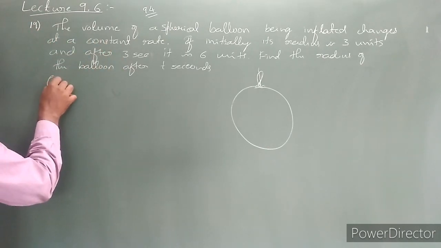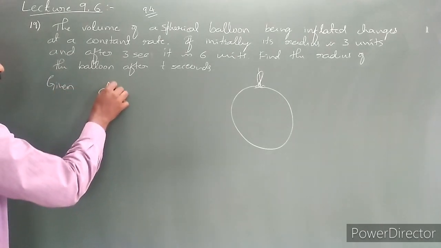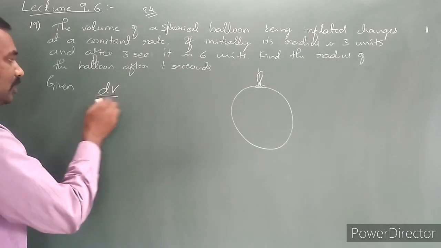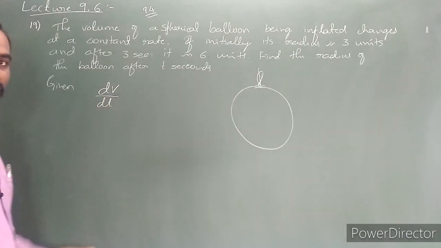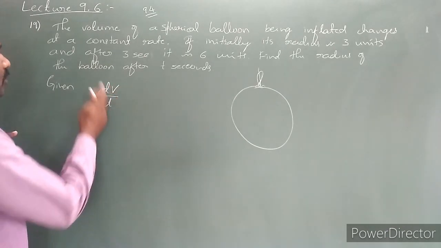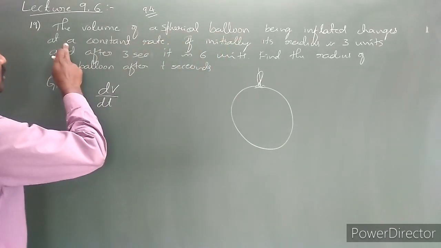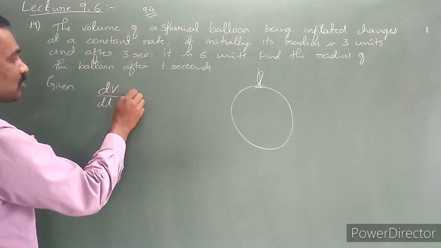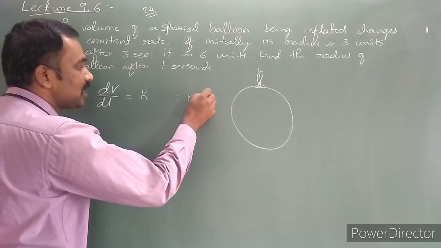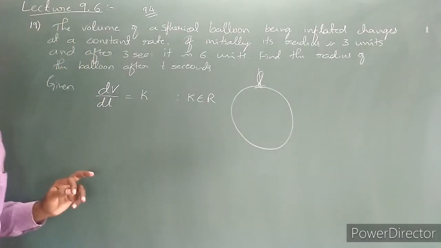So let me write the given data. Volume is changing, the rate of change of volume with respect to what? With respect to time. They have not mentioned anything, so we have to take time. The constant rate I will call k, where k is any real number.